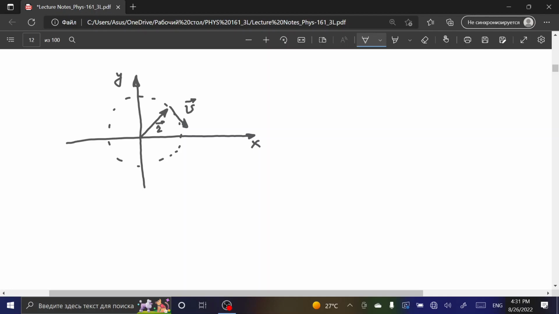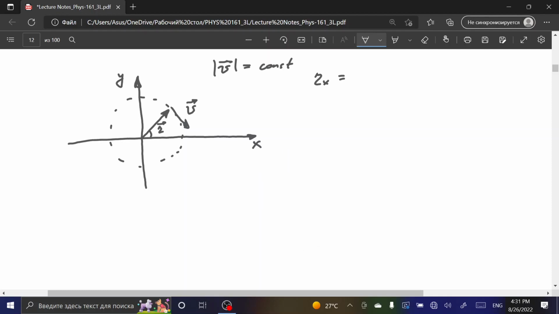And also, of course, we need to keep in mind that the magnitude of the linear velocity vector remains constant. It's uniform circular motion. So the projection on axis x, Rx, will be equal to, here we can show some angle theta, R times cosine theta, and Ry will be R times sine theta.